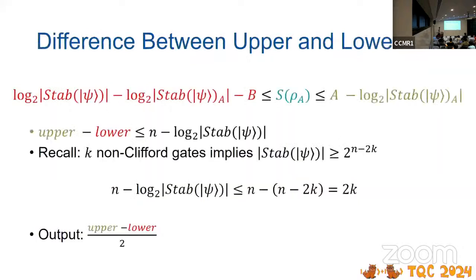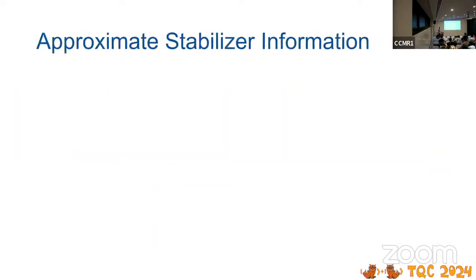And therefore, if you just do that, you're going to be within K always of the true entanglement. So that's how we get our K approximate error. I mentioned before that we only approximately learn this so-called stabilizer information.